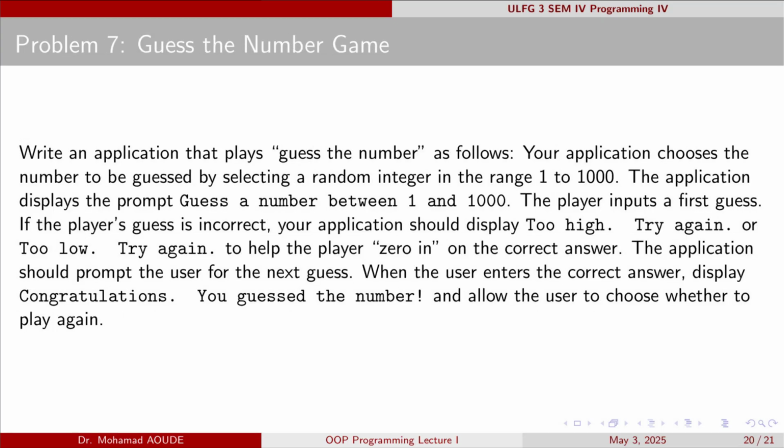Finally, we close with an interactive game. The program randomly picks a number between 1 and 1000. The user keeps guessing, and the program gives feedback like too high, too low. This exercise tests loops, input validation, logical comparisons, and random number generation. But above all, it introduces the concept of stateful interaction, where the program maintains and reacts to user behavior. A great final exercise for Lecture 1.